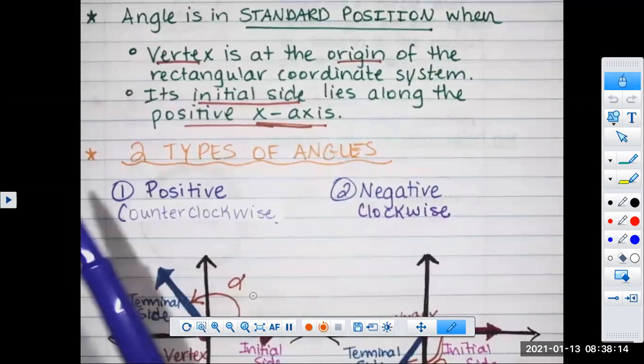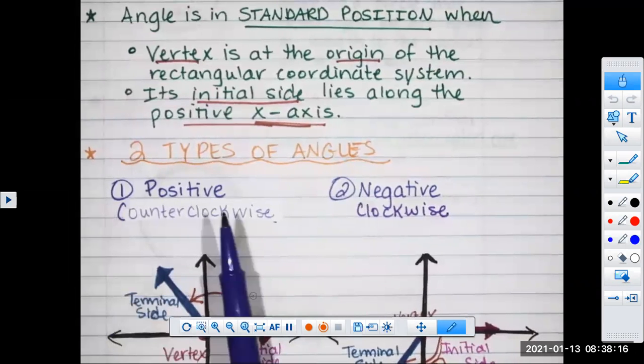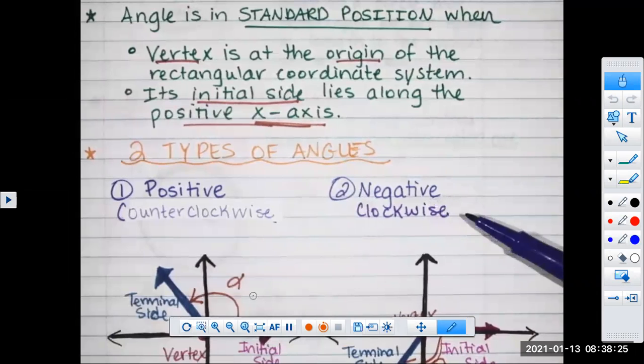Okay, there's two types of angles. You can have a positive angle, which has a counterclockwise rotation. It's opposite of what you think. Negative angles are going to rotate clockwise. So positive, counterclockwise; negative, clockwise.